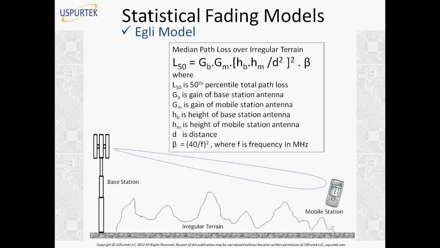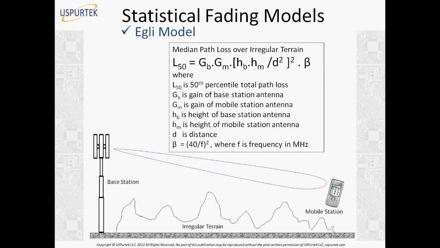We derive this from the gain of the base station antenna, gain of the mobile station antenna, height of the base station antenna, height of the mobile station antenna, and there is a factor here called beta. It depends on frequency. He determined this factor empirically. So we can just use this factor to arrive at an estimate of our median path loss. L50 is the 50th percentile or median path loss. So the equation looks very simple, but it only considers the irregular terrain, and doesn't consider any other factors. So we need more than this for actual application to our mobile communication environment. Although for a very rough estimate, it's very good.